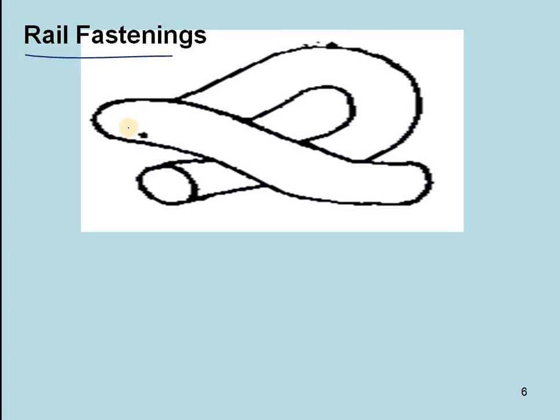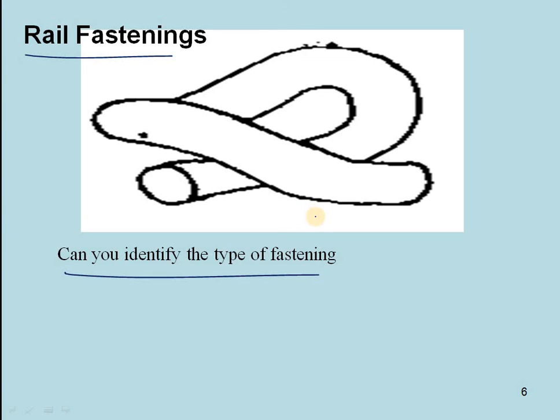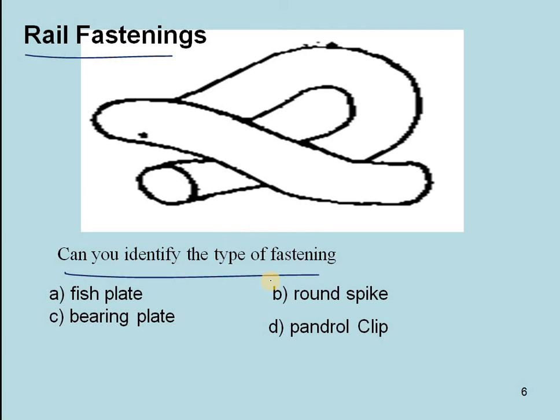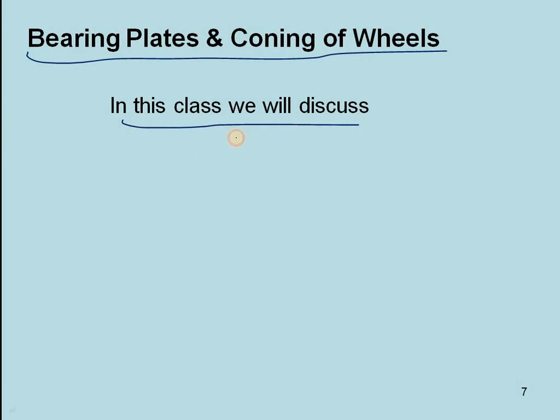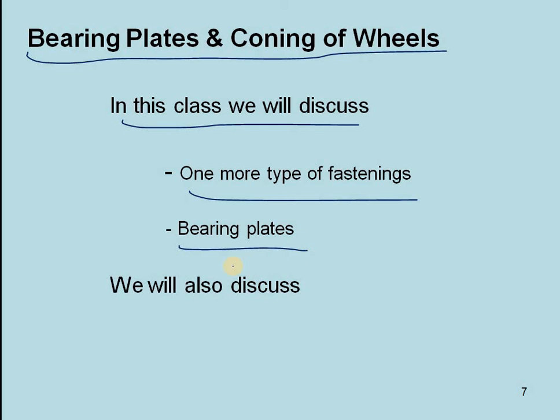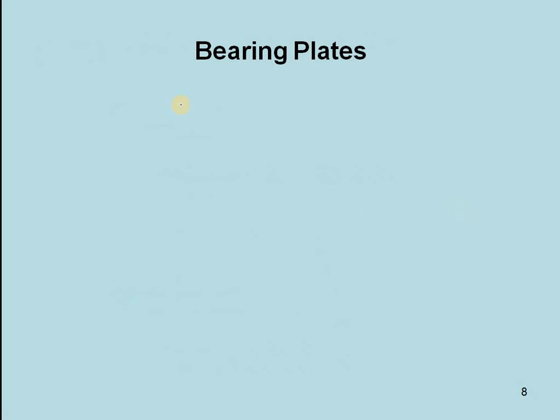In rail fastenings, you can see the diagram. Can you identify the type of fastening it is? Which type is it? Can anyone identify? It is the Pandrol clip. And now, bearing plates and coning of wheels. In this class we will discuss one more type of fastening, that is bearing plates, and we will also discuss coning of wheels. Both are very important.